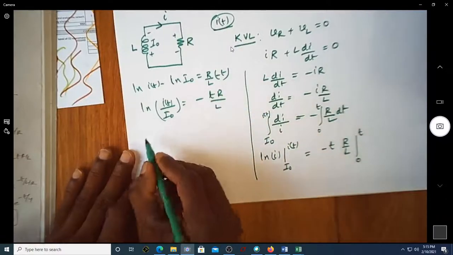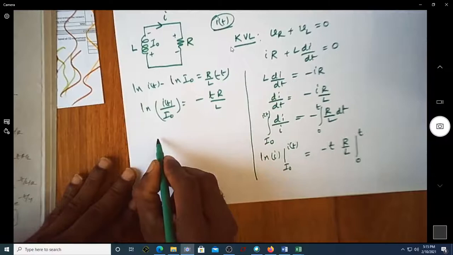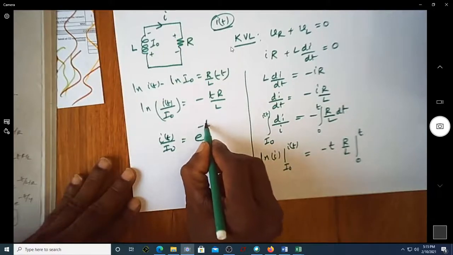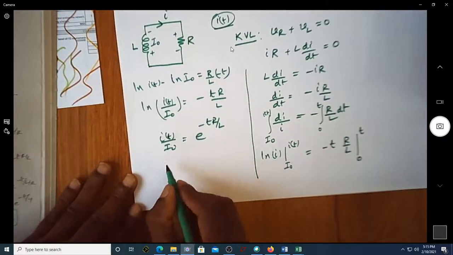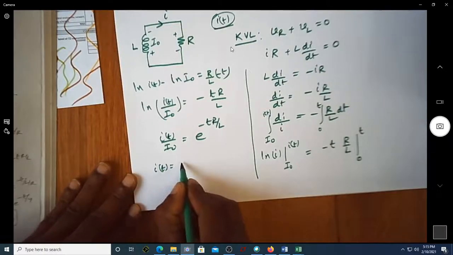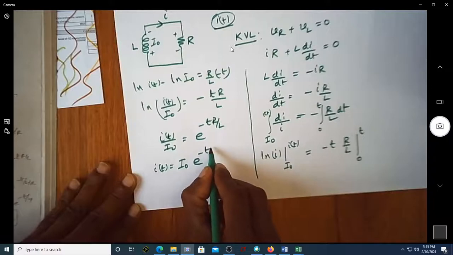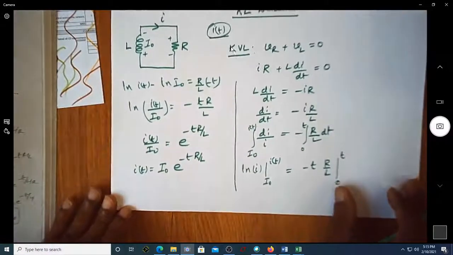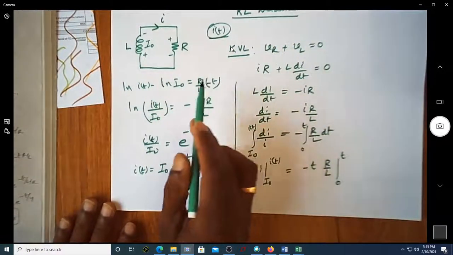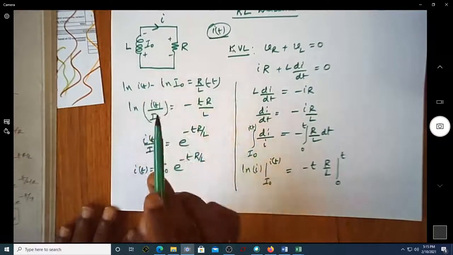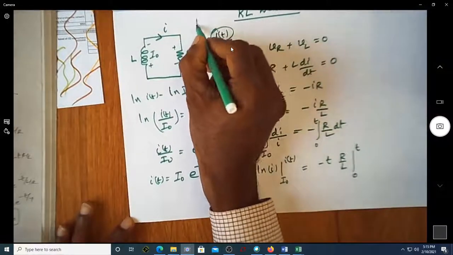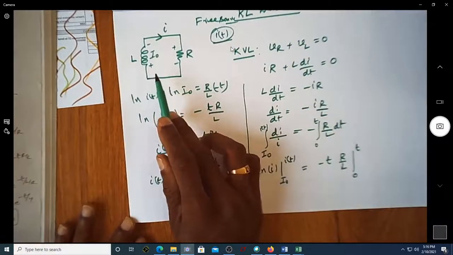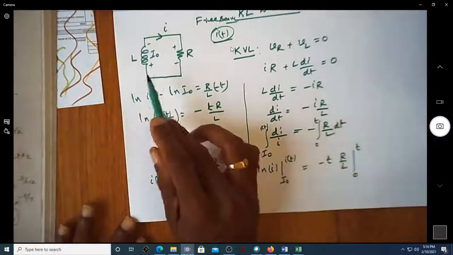Now taking the exponential on either side, I can write I of t by I naught is equal to e to the power of minus t R by L, or I can write the expression for I of t as I naught into e power minus t R by L. So this is the expression for current at any given time for this RL network, which is not having any source connected to it. So this is a source free RL network.